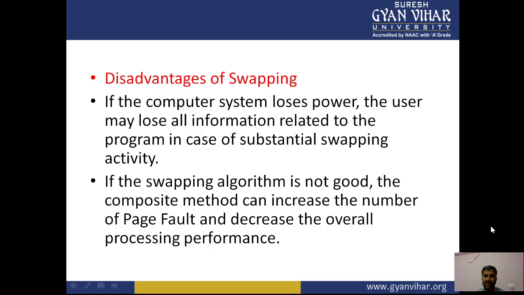Now if the swapping algorithm is not good, then the method can increase the number of page faults and decrease the overall processing performance. If a page fault occurs many times, it means the CPU wants to execute the process, but the process is not available in the main memory. Imagine that again and again it requests the process from the hard disk, so the swap in and swap out concept comes in. Increasing the number of page faults also decreases the overall performance of our system, right?